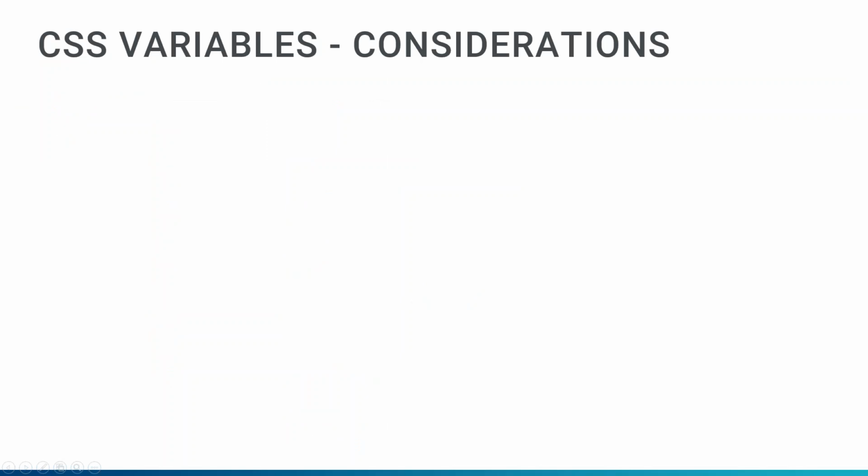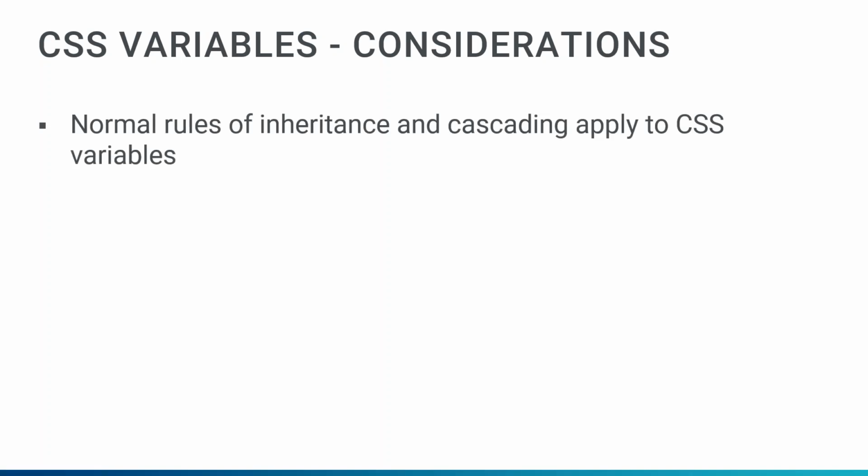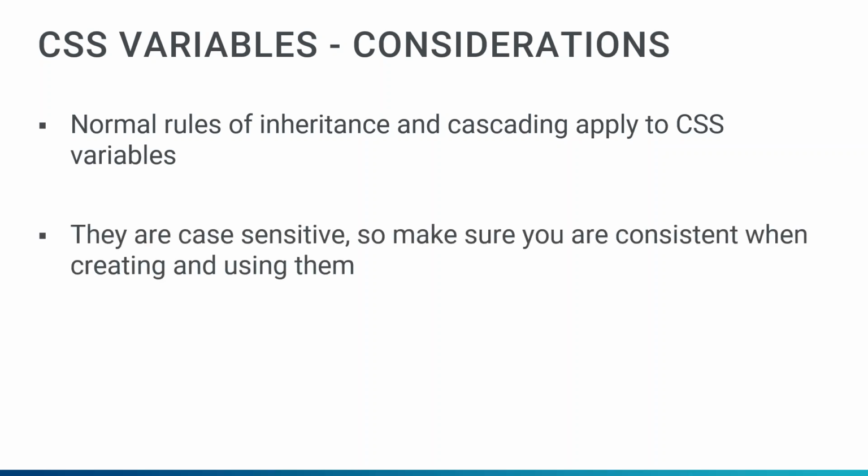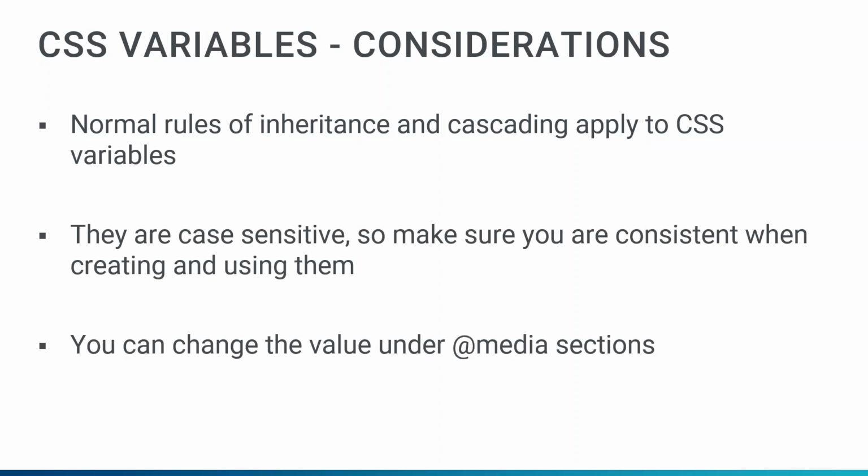Now, some things to consider when you're using CSS variables: normal rules of inheritance and cascading apply to CSS variables. CSS variables are case sensitive, so make sure that you are consistent when you're using them and creating them. You can change the value under media sections in order to override the value on the default medium. So if we want a different value for the variable when we go to print, or when a smaller screen size is detected, like when we're using a mobile phone or tablet, we can override what is set on the default medium to whatever we want in another medium.